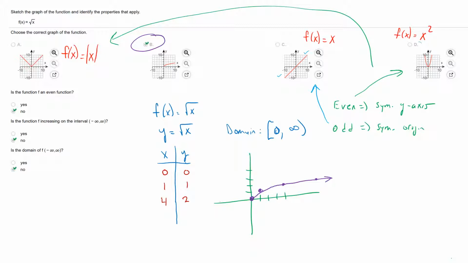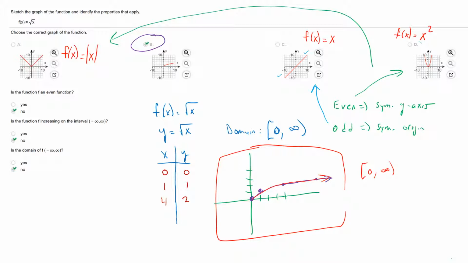Is the function increasing on the interval negative infinity to infinity? Well, if we look at this function that we graphed, notice that the function is always increasing. It's always going up. But it's increasing from 0 to infinity. The question is, is it increasing from negative infinity to infinity? Well, the thing is, the function doesn't even exist to the left of 0, so we can't say it's increasing from negative infinity to 0. It doesn't even exist over there. So the answer is no.